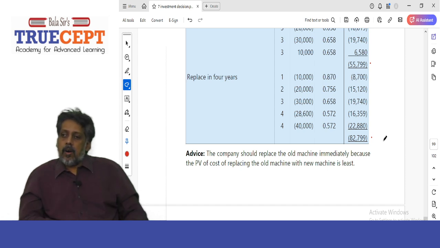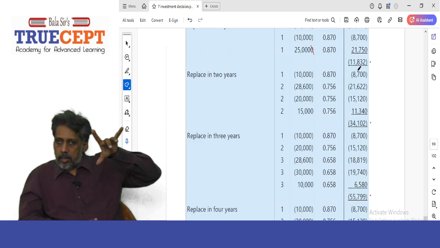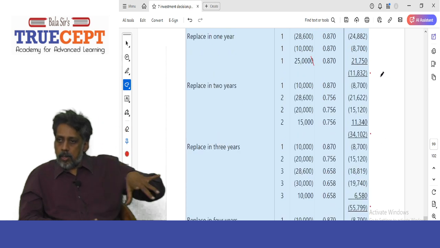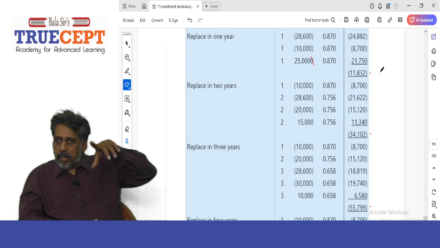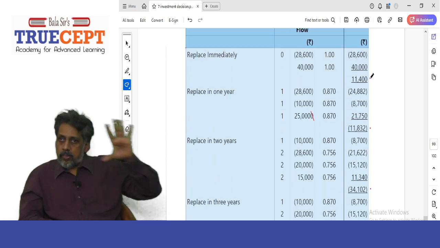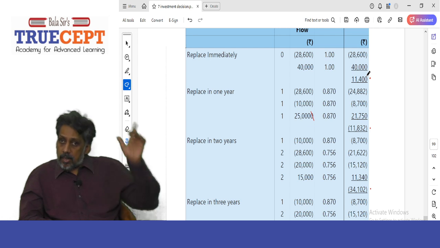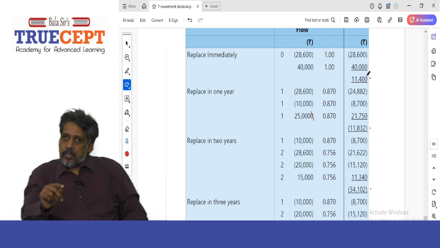Now what is the conclusion to be given at the end? The company should replace the old machine immediately because the PV of cost of replacing the old machine with the new machine is least. Yes or no? Because you get a positive figure, right? Yeah, 11,400. Therefore, you better replace it immediately. That is the only positive figure. Suppose even that is negative, take the least negative. That is all here.